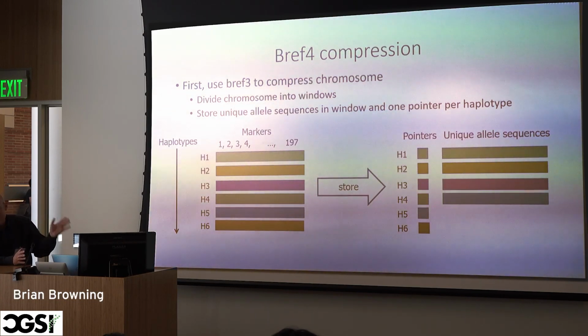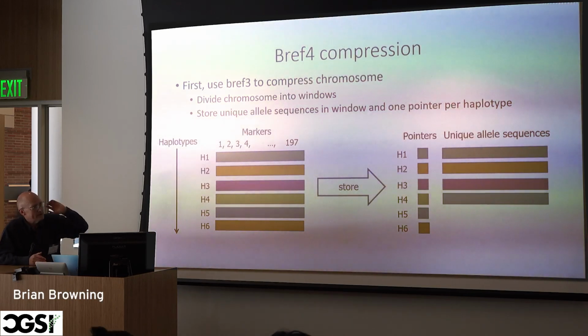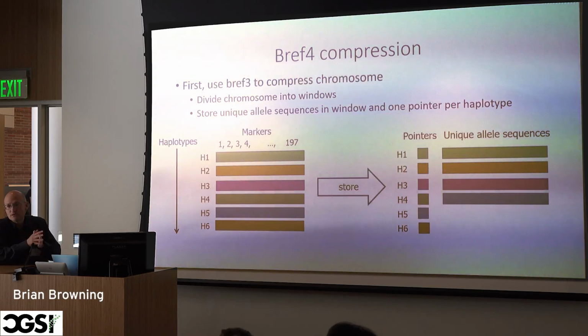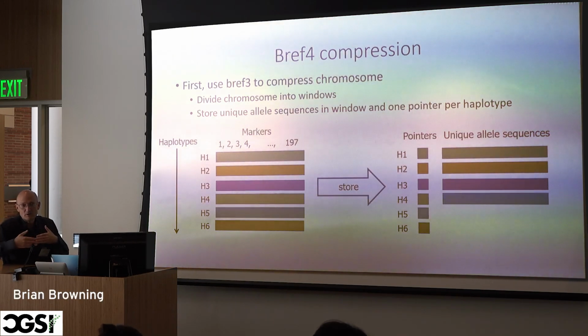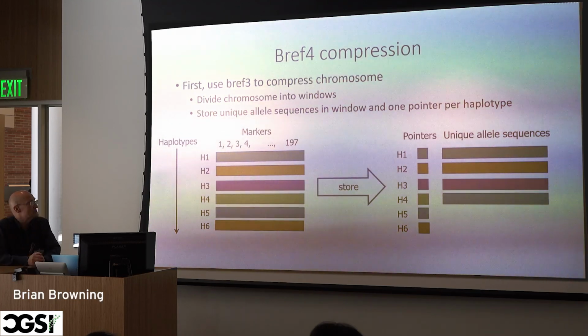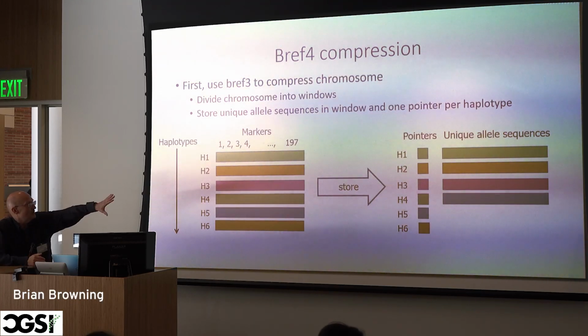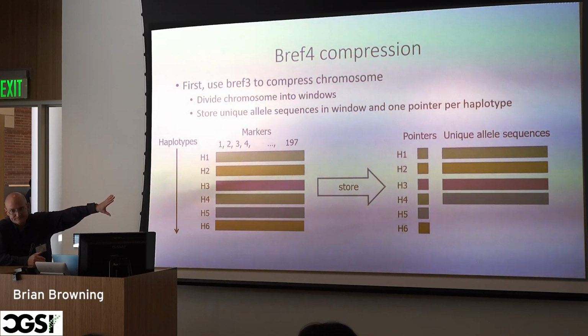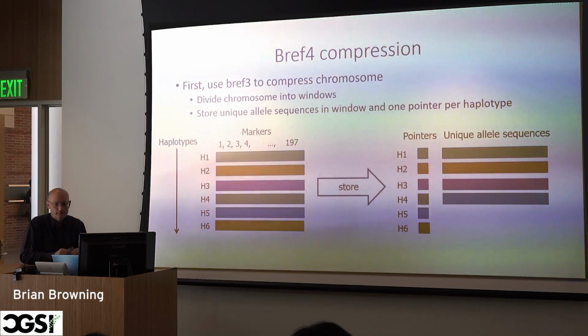And the first step's just like Bref3. You take the high frequency markers, you divide them into windows, and I gave you an algorithm, a heuristic, for how to divide into windows by looking at the number of unique allele sequences you have for determining when to end one window and start the next. And so here we are. We're right at this point. If we store that, we'd be in Bref3 land. But we can do more.